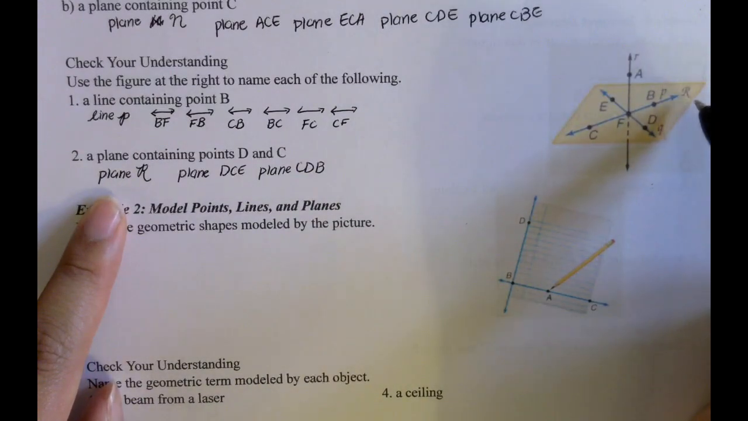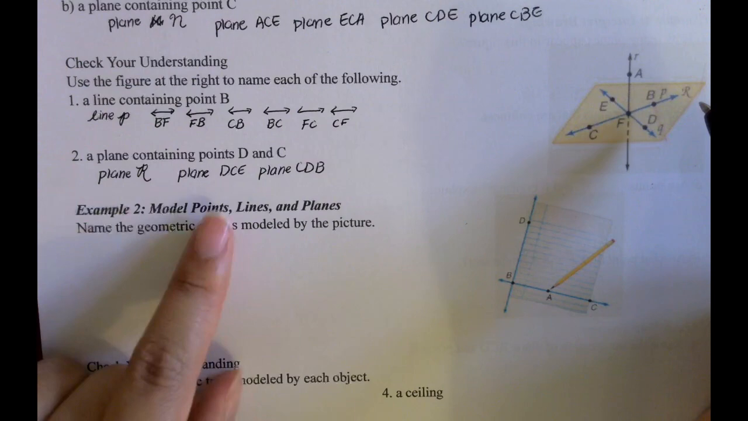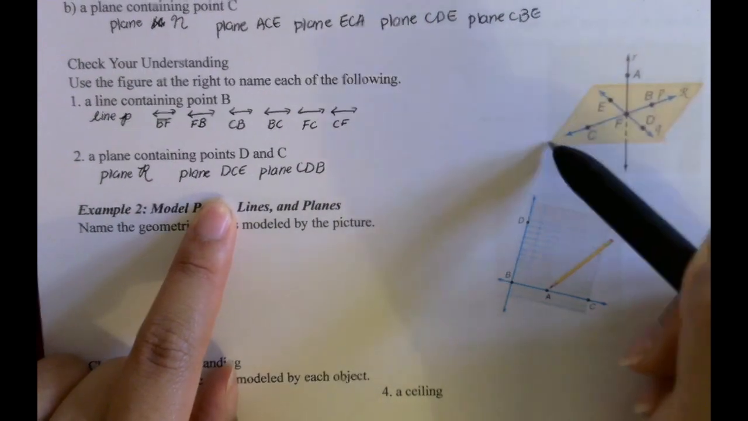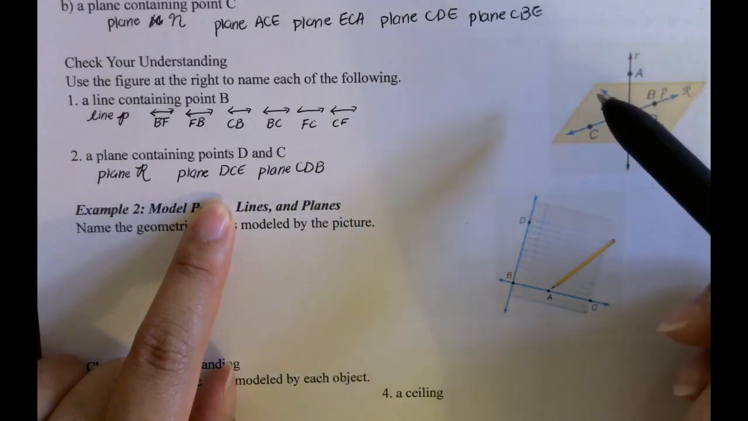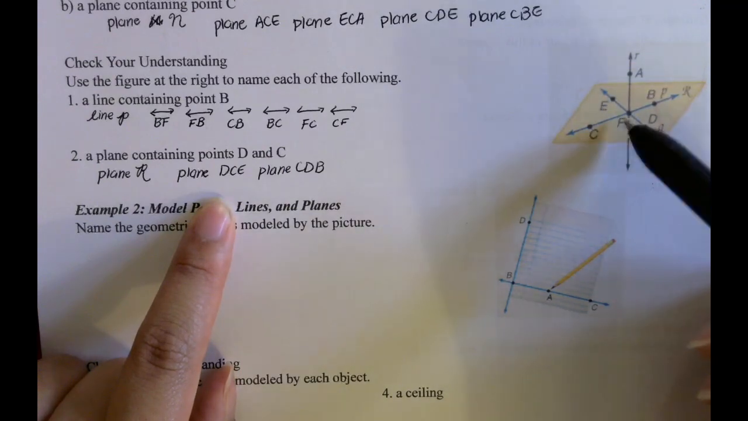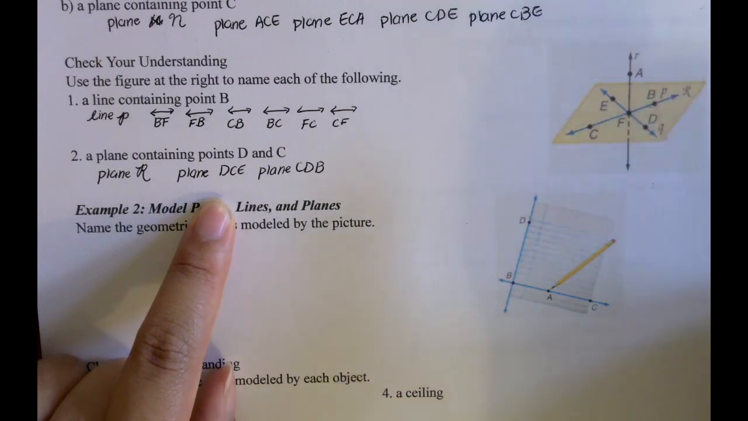So the capital script letter for this plane is R, so plane R. The other way you can do it is naming 3 points on this plane, on this yellow sheet of paper, as long as they're not on the same line. So you cannot call it plane CFB because they're on the same line. That is not a valid name for it.